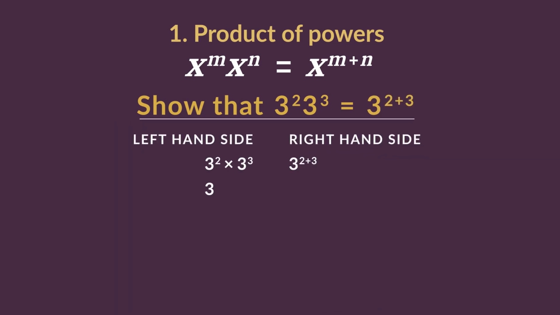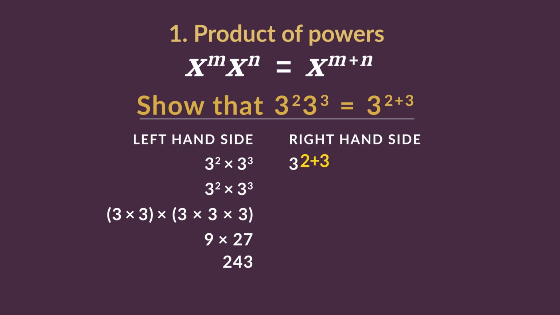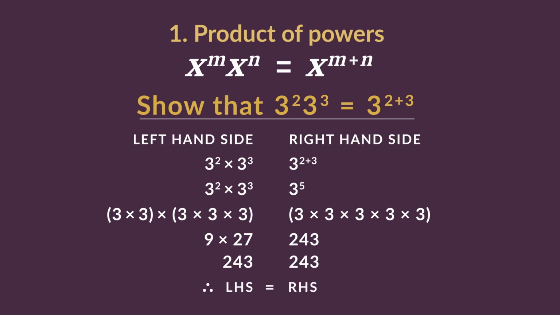Okay, 3 to the power of 2 multiplied by 3 to the power of 3 is 3 times 3 multiplied by 3 times 3 times 3, which is 9 times 27, which is 243. If we add 2 and 3, we get 5. So on this side, we have 3 to the power of 5, which is 3 times 3 times 3 times 3 times 3. If you multiply this out, you will also get 243. And we've shown the law works.